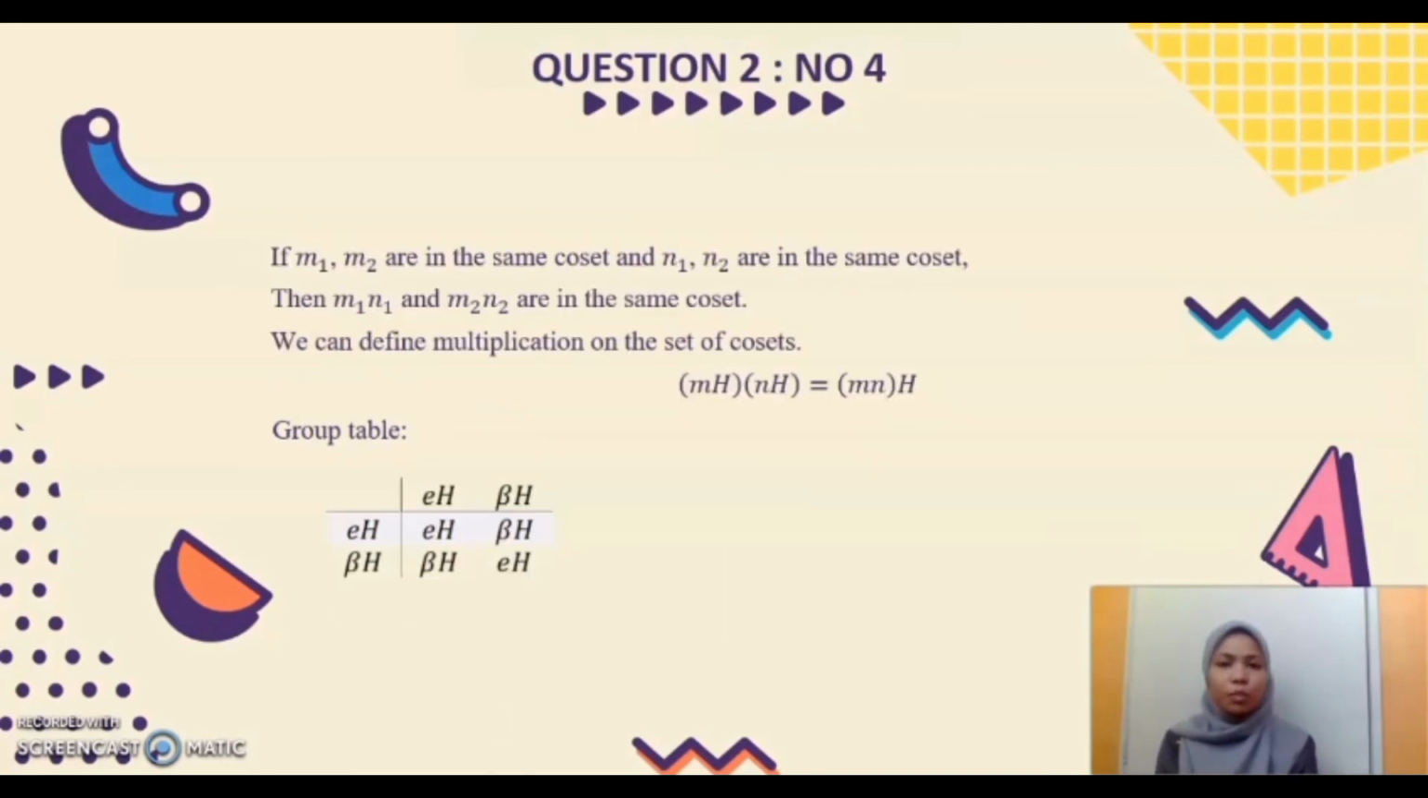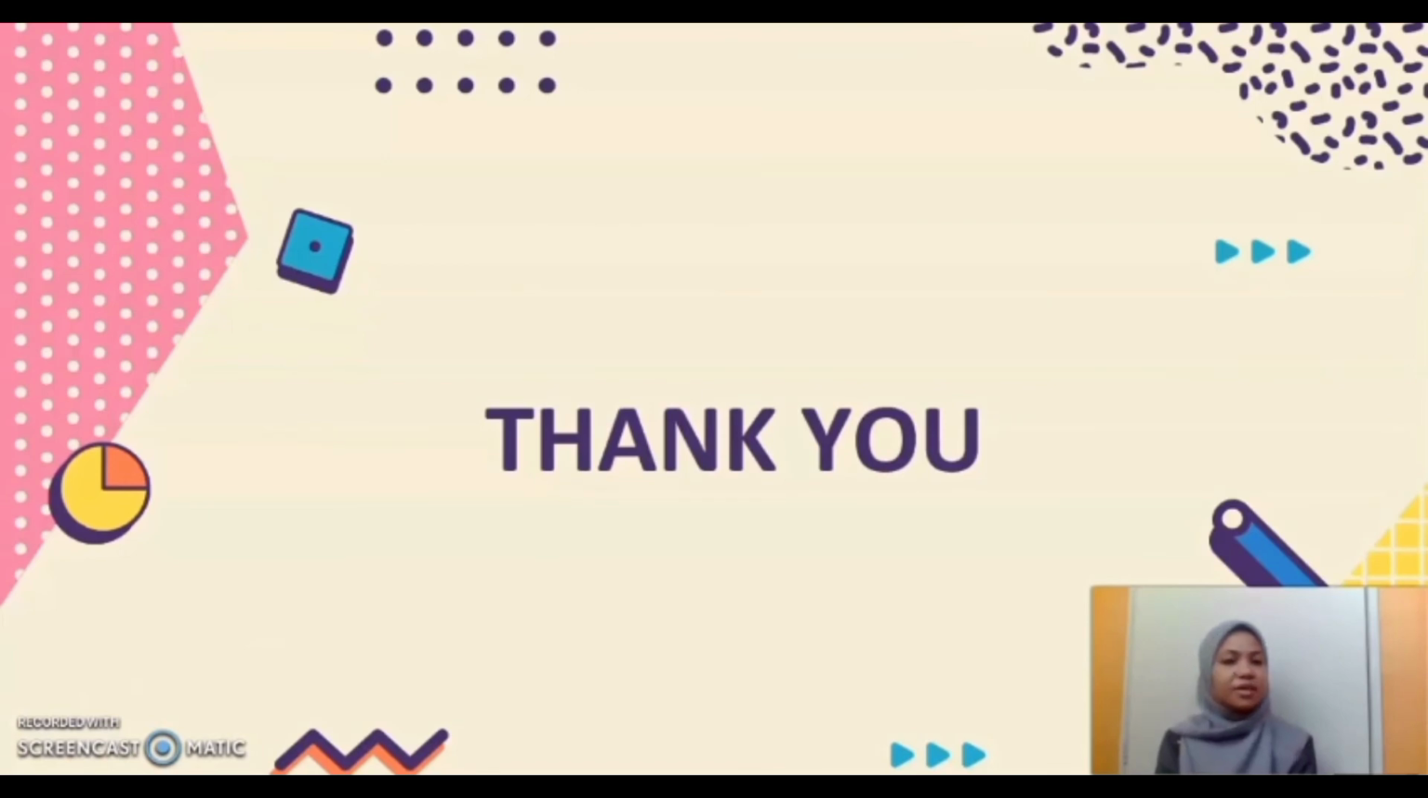Next, if m1 and m2 are in the same coset and n1 and n2 are in the same coset, then m1 multiplied by n1 and m2 multiplied by n2 are in the same coset. We can define multiplication on the set of cosets as mH multiplied by nH is equal to mnH. The group table for the set of cosets is shown below. And that's all for our group.